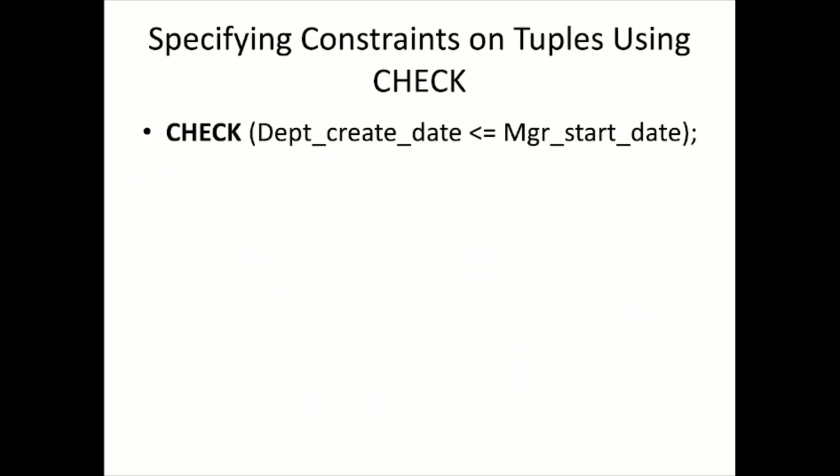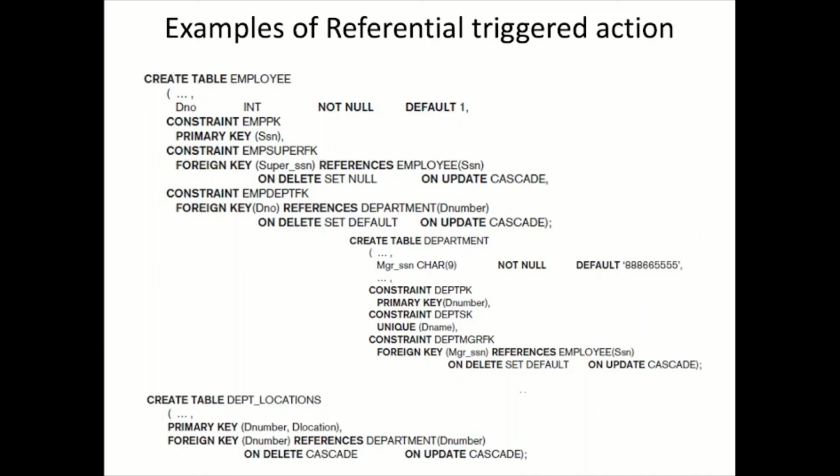Then we can specify constraints on tuples using the check clause. For particular rows, if we want to specify a constraint, we can use check, for example department create date is less than the manager start date. If somebody enters the manager start date, it should be greater than the department creation date, because a manager can be employed in the department only after that department has been created. Such constraints can be included for a particular tuple, so it is also possible. Okay, so that covers referential integrity constraints.